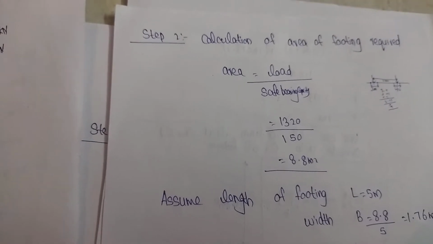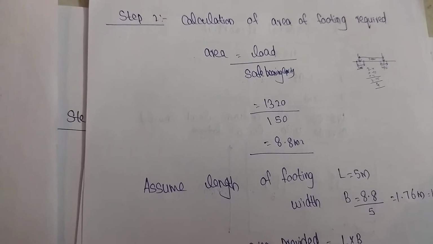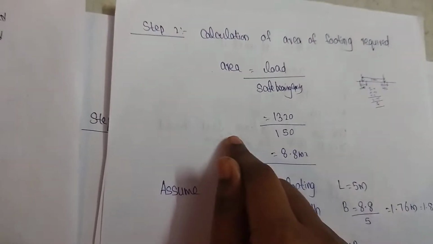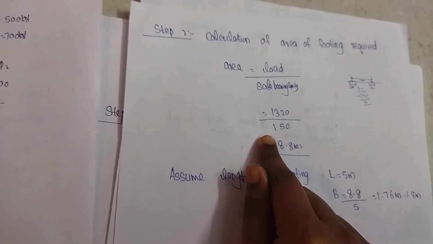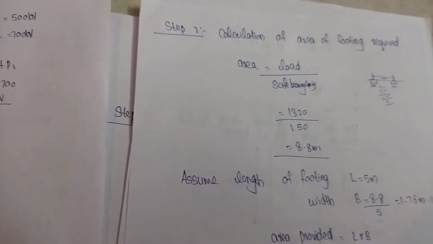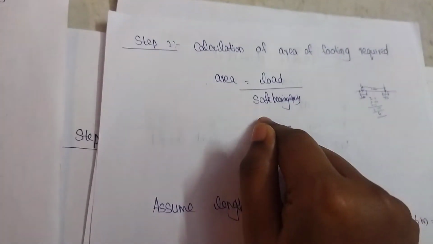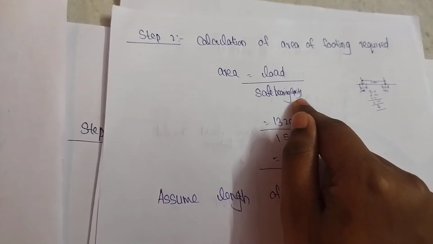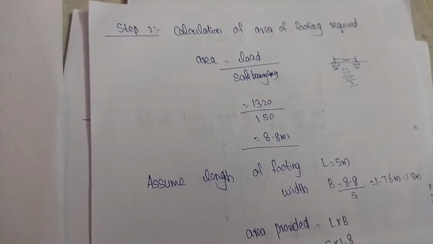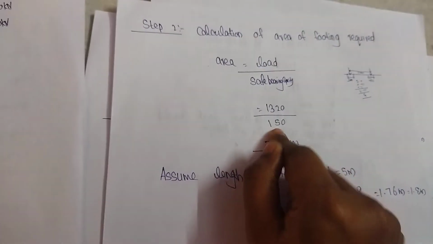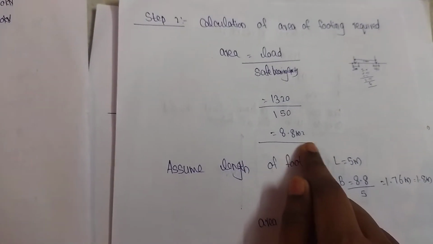Then calculation of area. After calculating the total service load, we calculate the area of footing. Area equals load divided by bearing capacity. You know that stress equals load by area, and here the stress is the bearing capacity. So area equals load divided by safe bearing capacity. We take the total service load divided by the bearing capacity given in the question, 150. So we get 8.8 meter square.